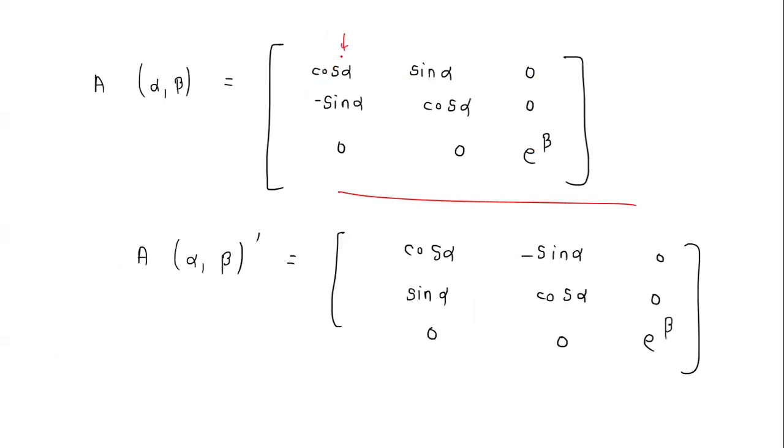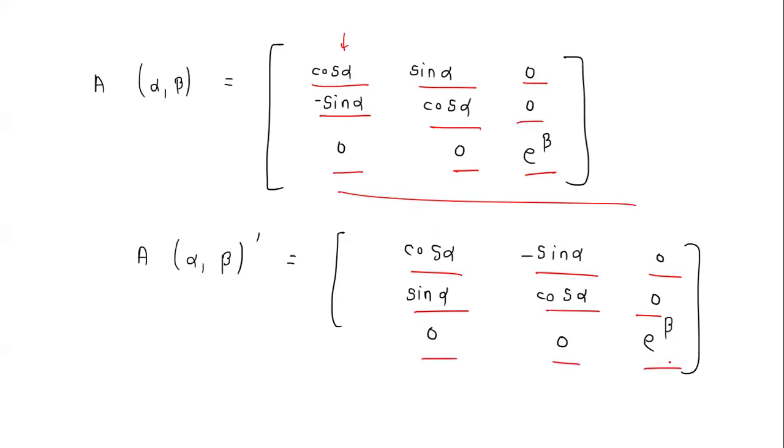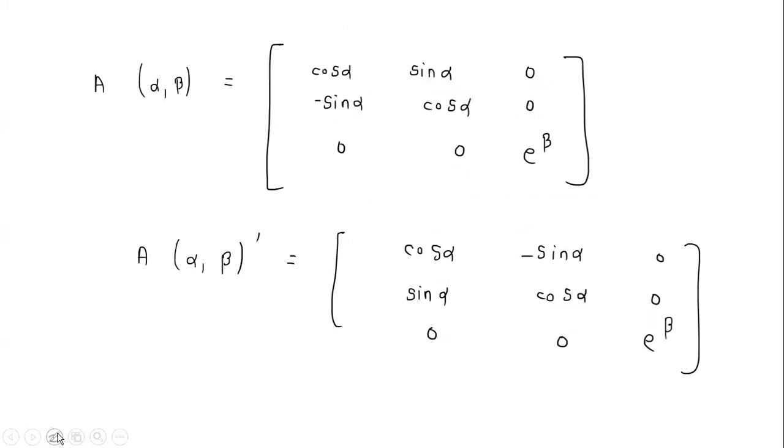So this is our first column. After taking the transpose, this cos alpha comes here, this minus sin alpha will come here, and this 0 will come here. This sin alpha will come here, this cos alpha will come here, and this 0 comes here. This 0 is here, this 0 is here, and this e power beta is e power beta. So this is the transpose. The column will become row. This column will become row, and this column will become row. So this is the transpose.